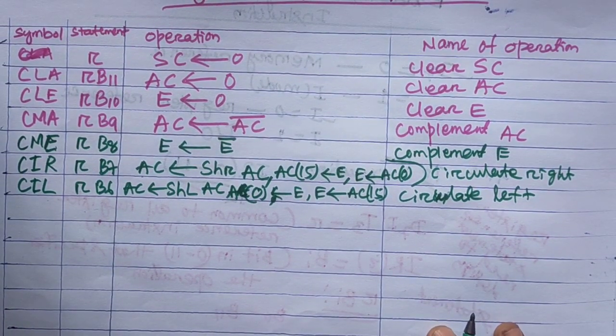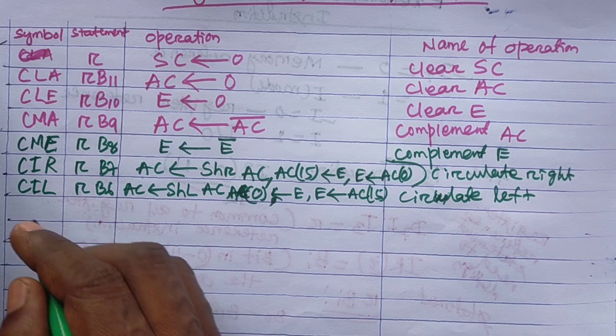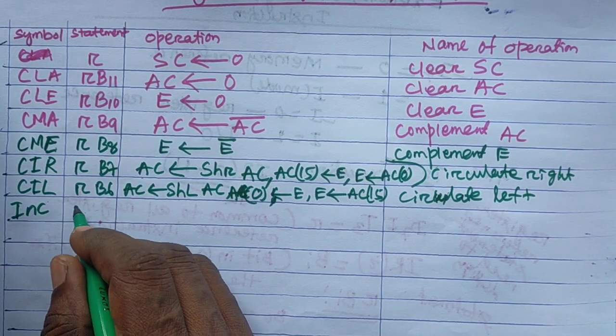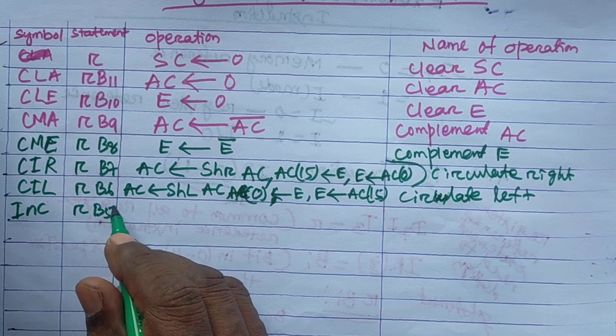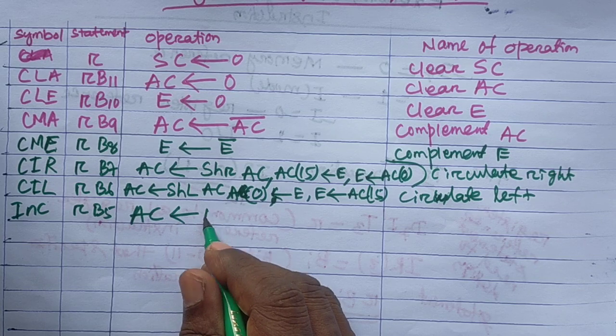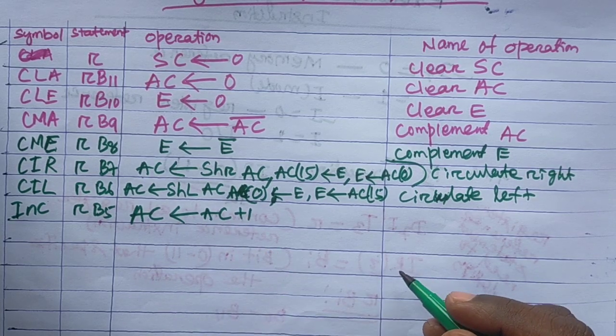Next is very simple, increment, which is RB5. Increment means just SC plus 1, increment SC, no problem.